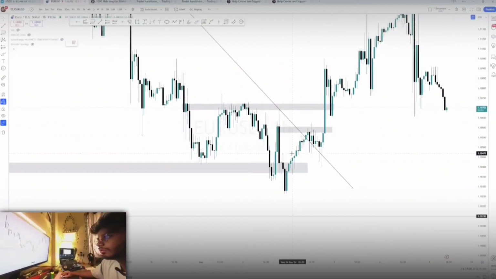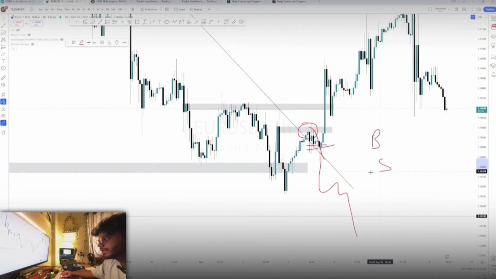Okay. Now here market gave a fake out, trapped the buyers. Buyers thought the market was about to go up from here. But instead market went down, hit the SL of the buyers. Again, the sellers who thought that this was a fake breakout, what will they do? They will short here, thinking that market will go like this. Now buyers and sellers both are trapped.